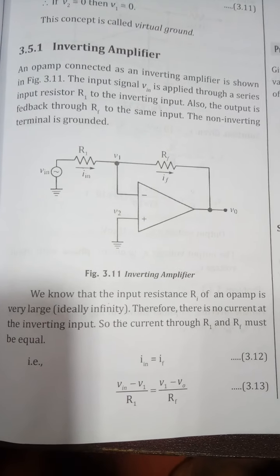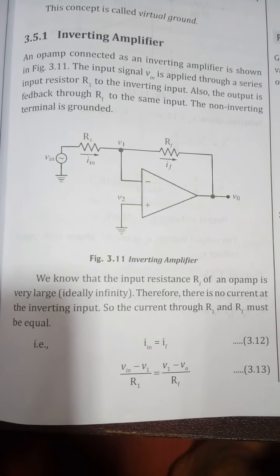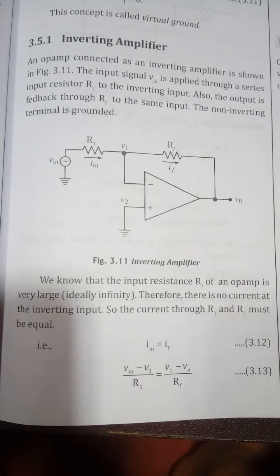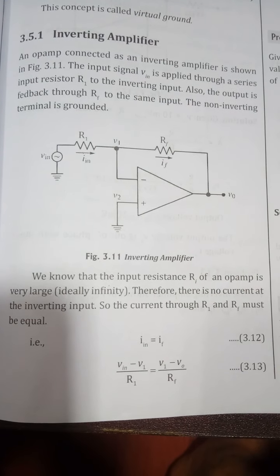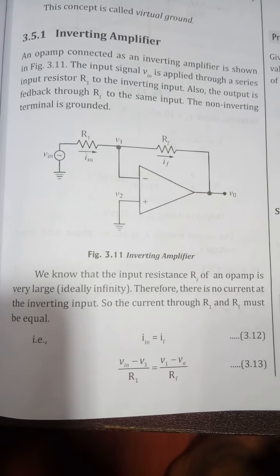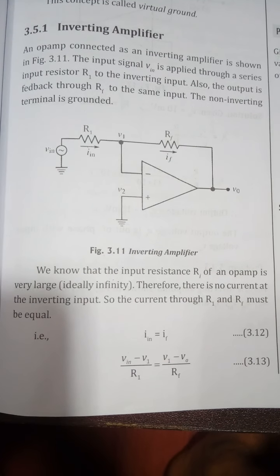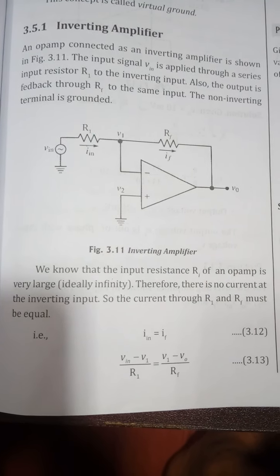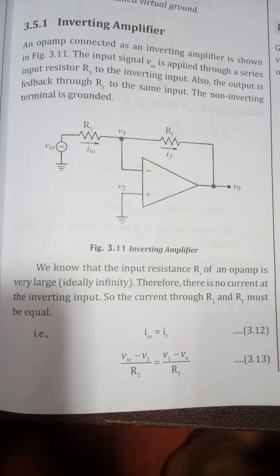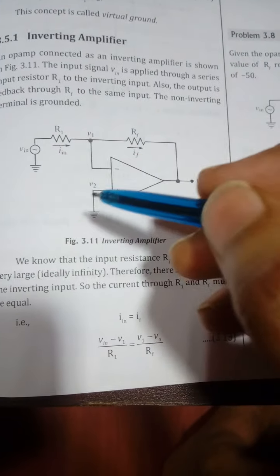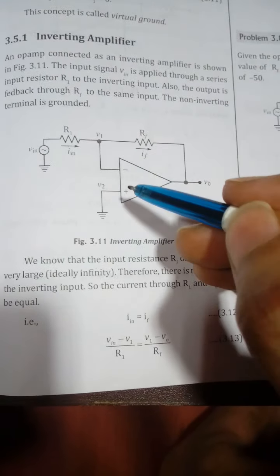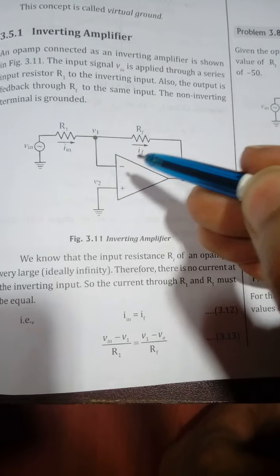In this video we will see what is an inverting amplifier. You know that the operational amplifier has two inputs: one is the inverting input and the other is the non-inverting input. If you want the operational amplifier to work as an inverting amplifier, you have to give the input to the inverting terminal, and the non-inverting terminal should be grounded. You can see that plus is the non-inverting terminal and minus is the inverting terminal.